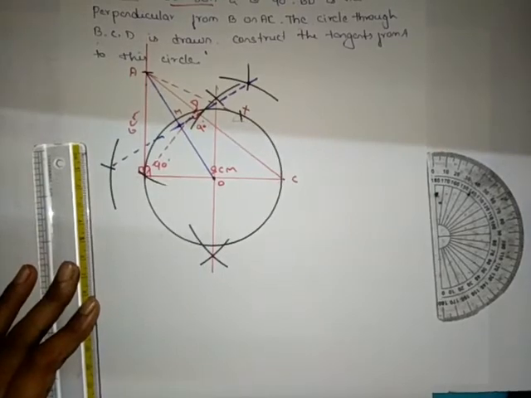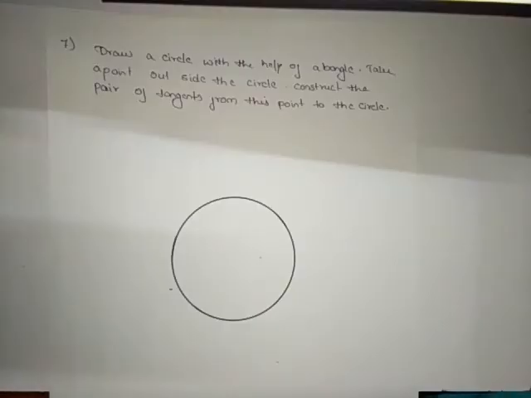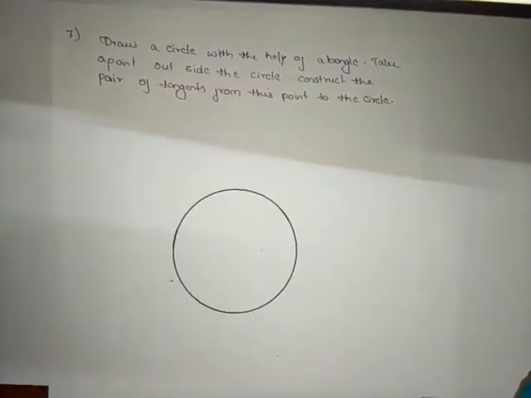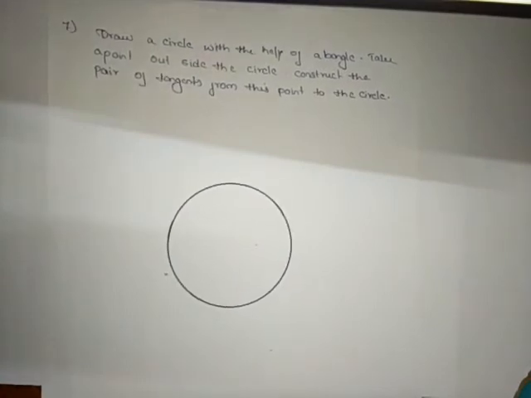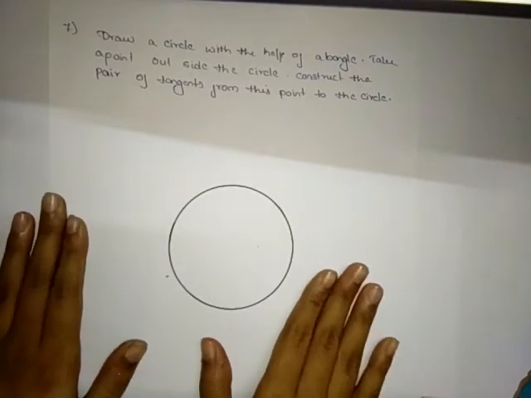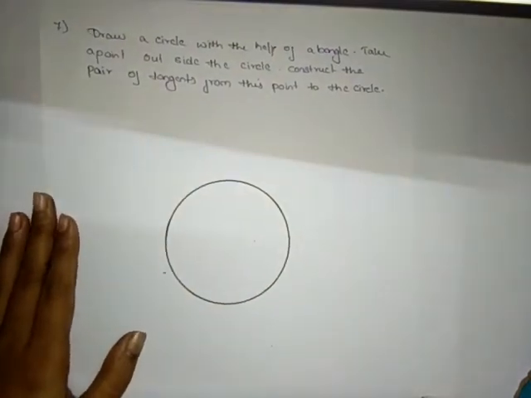Next we will go for the 7th one. Draw a circle with the help of a bangle. Take a point outside the circle. Construct the pair of tangents from this point to the circle. Here I have already drawn the circle using the bangle.